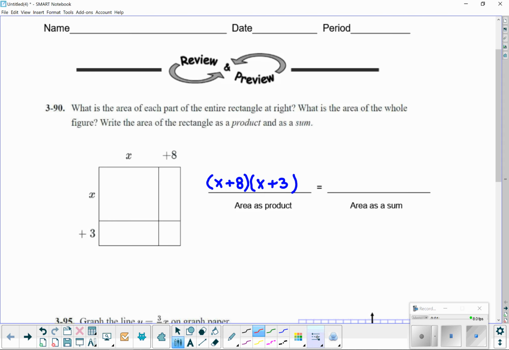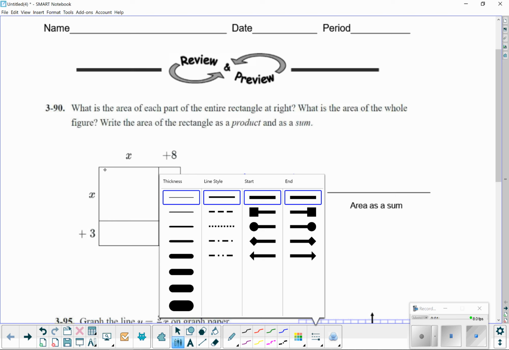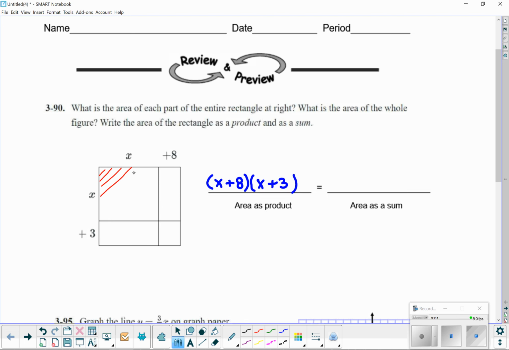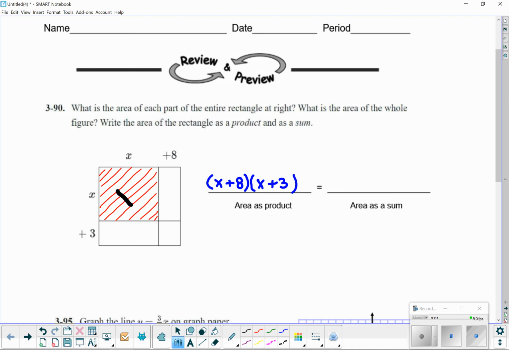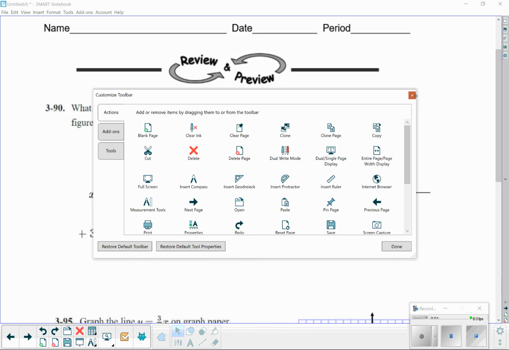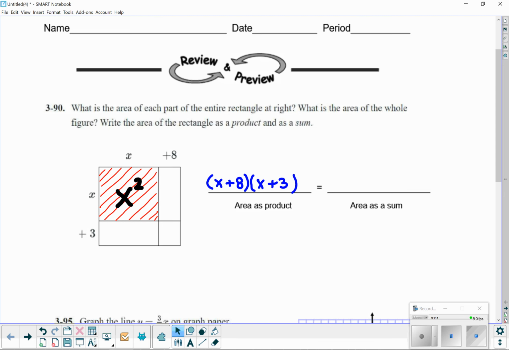So the first part, that part right there, you're going to have to find the area of that part by multiplying x by x, and x times x makes x squared. So the area of the sum starts off with x squared.